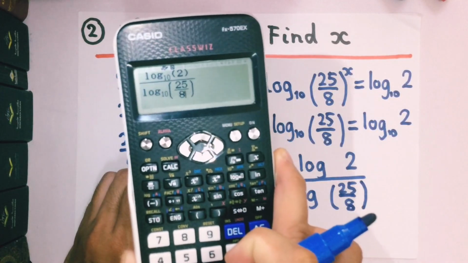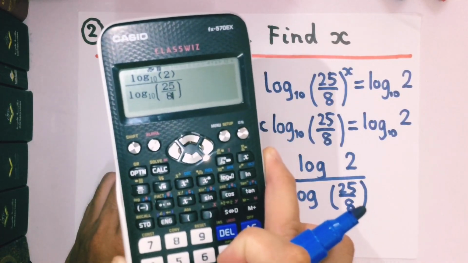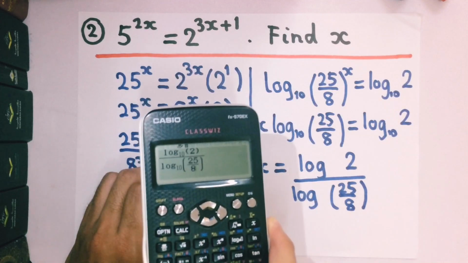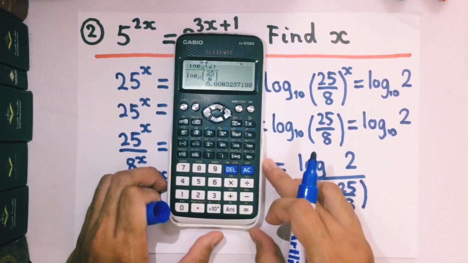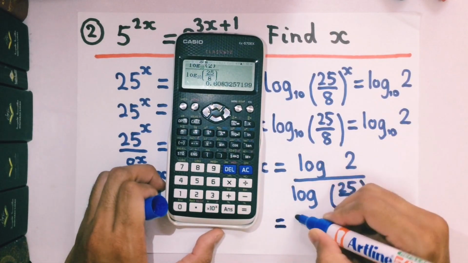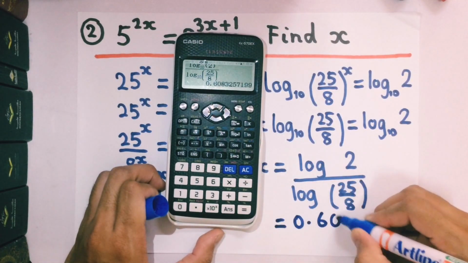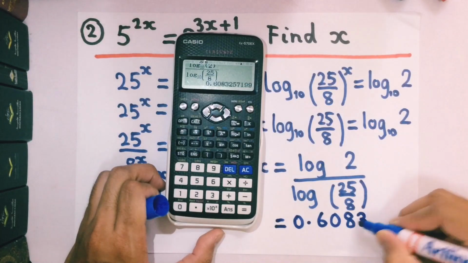This calculator is very good. I really recommend you to buy Class B's calculator because you can follow exactly what you have in your calculation. So you press equal. Always give your answer to 4 significant figures. So the answer will be 0.6083. This is the final answer.